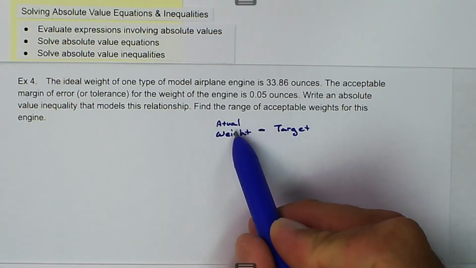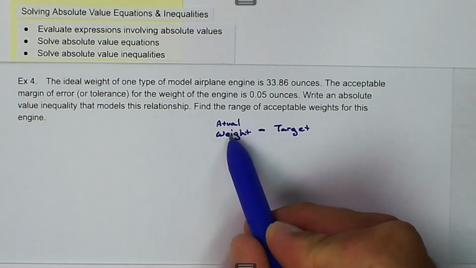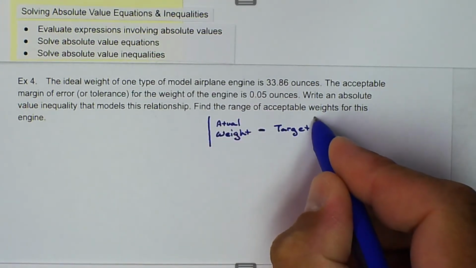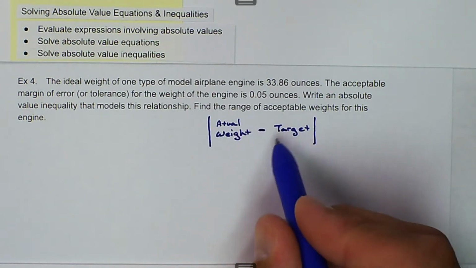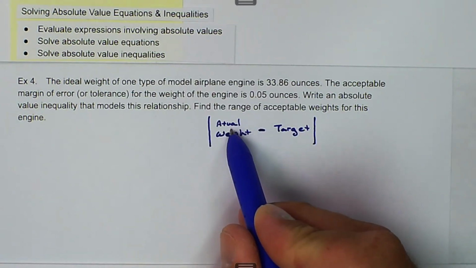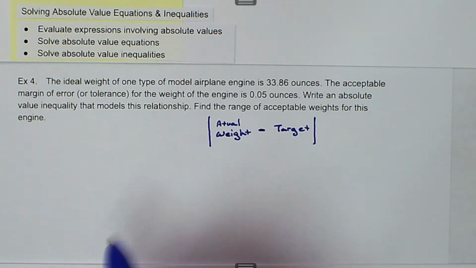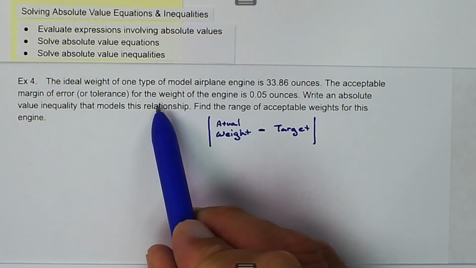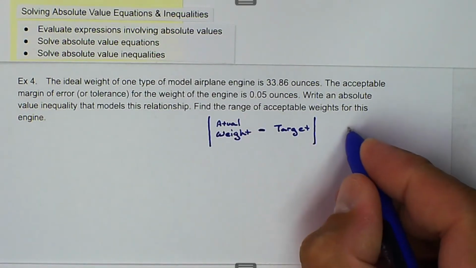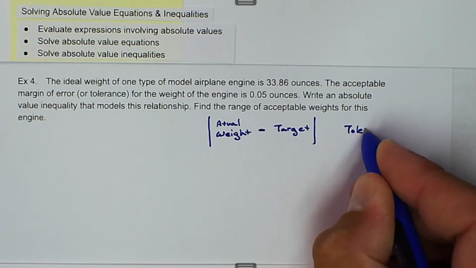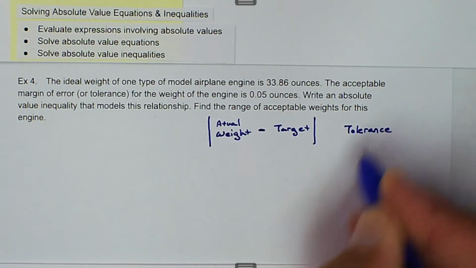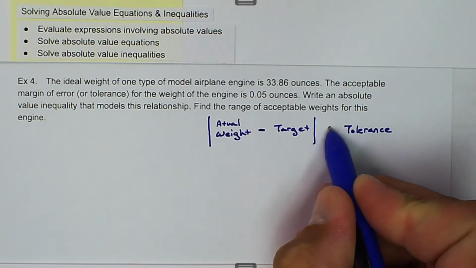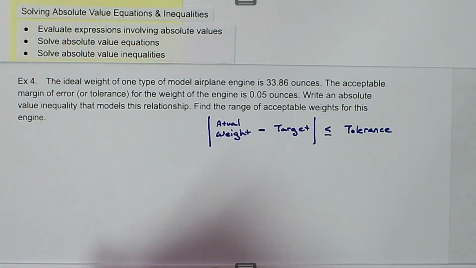Well, if this is above the target weight, it'll be positive. If this is below the target weight, it'll be negative. So one way that we can get rid of that is we can say absolute value. Now, no matter what this is, if this is smaller than the target, it would be negative, but the absolute value changes it back to be positive. So the tolerance cannot be greater than 0.05. It has to be less than or equal to.